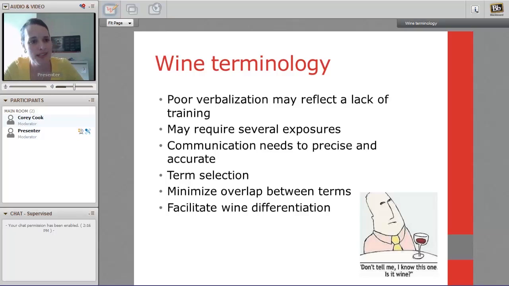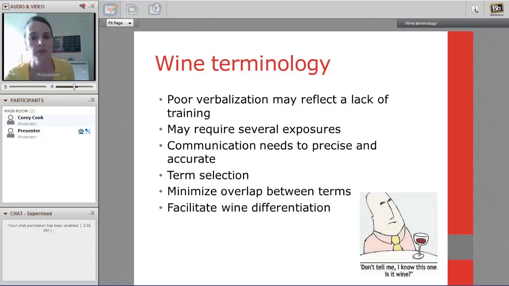Communication needs to be precise and accurate. So use actual terms to describe the differences between the wines, as opposed to more flowery and poetic words, which are nice, but don't exactly tell you what the differences are or what you can expect to get from that wine. So term selection is important. Try to pick science-based terms that you can actually prepare a standard for, that you can put your finger on and say, okay, that smells more like this.